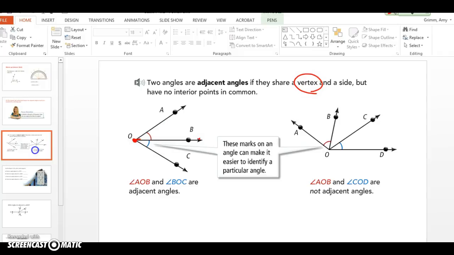Okay, so let's look at one that's not adjacent. Do you see this? Not adjacent, because they are not touching. They're not right next to each other. They don't share this. See, this one shares this ray right here. This one goes here, and it goes here. They're not sharing. They're not together. Okay, and that makes it not adjacent.